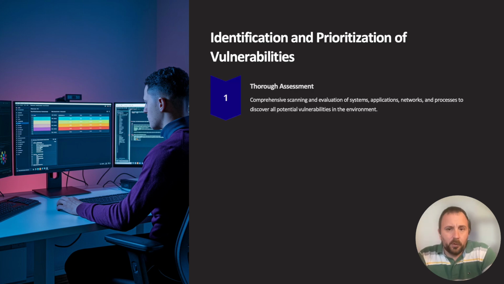POAMs begin with a thorough assessment of your organization's technology ecosystem to help you identify the vulnerabilities. This critical step allows security teams to prioritize issues based on potential impact and exploitation likelihood, while ensuring remediation efforts address the most significant risk first and maximize the effectiveness of cybersecurity resources. This starts with asset inventory.